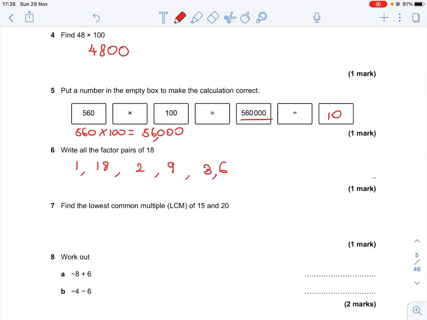Find the lowest common multiple of 15 and 20. So remember, multiples is pretty much the times table. So 15 times 1 is 15, 15 times 2 is 30, 15 times 3 is 45, 15 times 4 is 60. So multiples of 20 are 20, 40, 60. The lowest common multiple is the first one they have in common, which is 60.